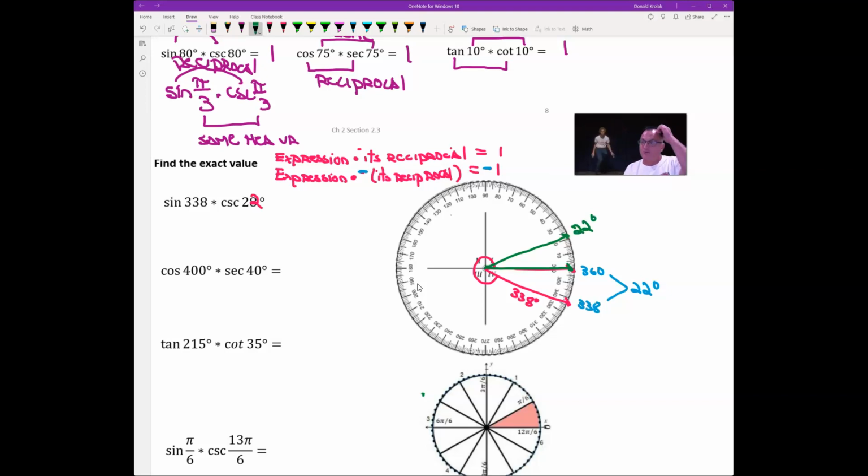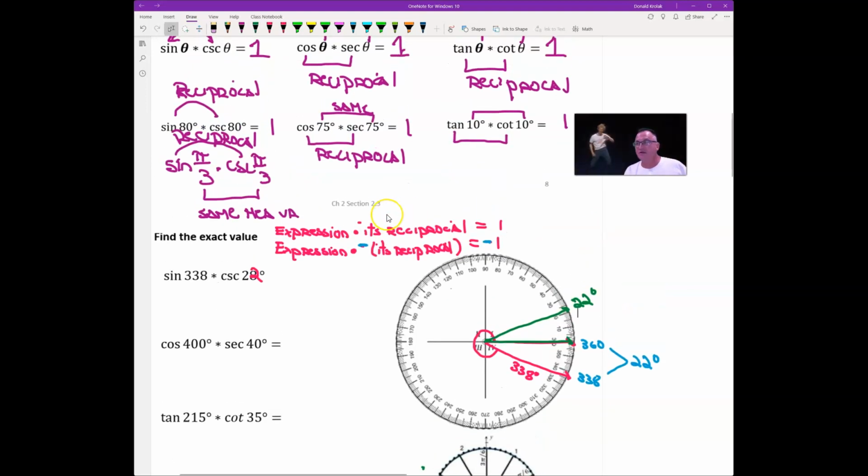All right, so these two numbers aren't the same like they were up here. If they were, then we could just say this thing is going to equal 1 because these two trig functions are reciprocals. But those two numbers aren't the same, but they are related.